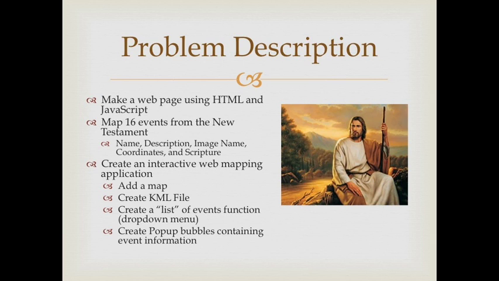The problem stated that we needed to create an interactive web mapping application where we had to add a map to a web page and link in a KML file of these events, and create a function such as a drop-down menu which showed a list of the events and zoomed to those events. And then the last one was, with the icons from the KML file, we had to create pop-up bubbles which contained the information from the KML file.